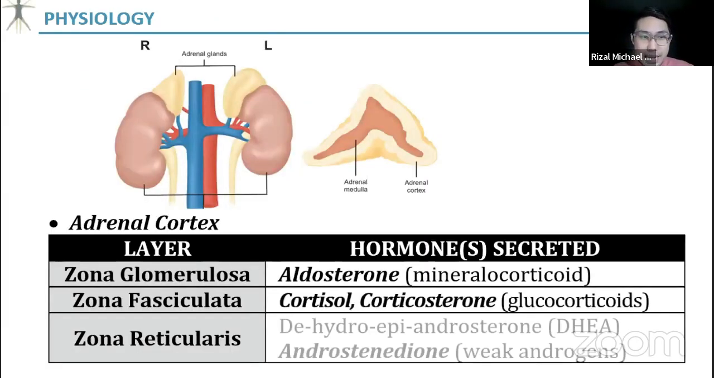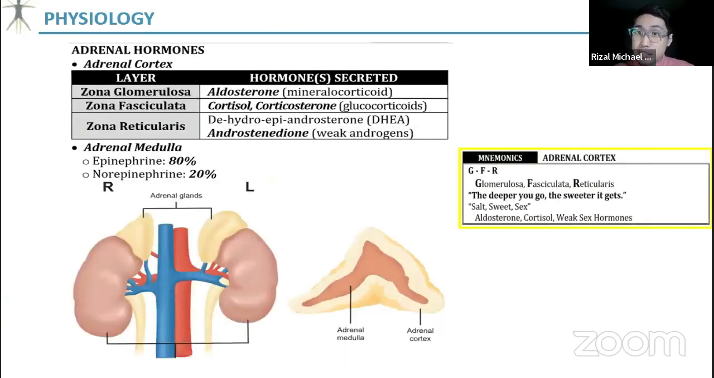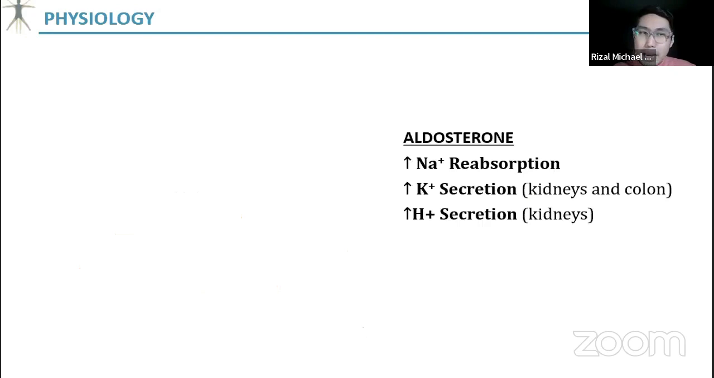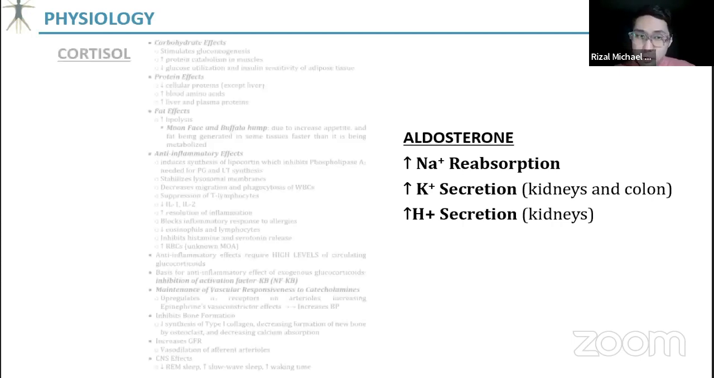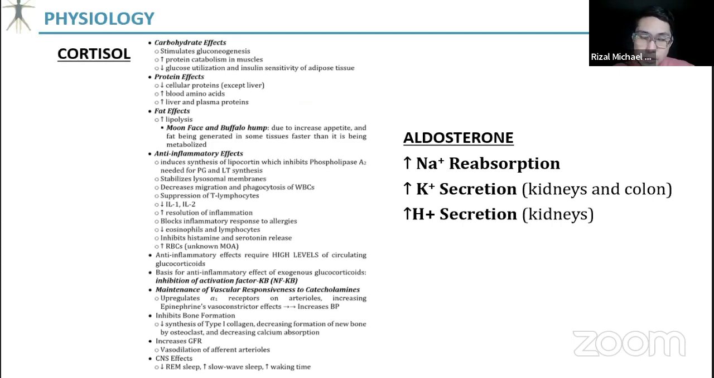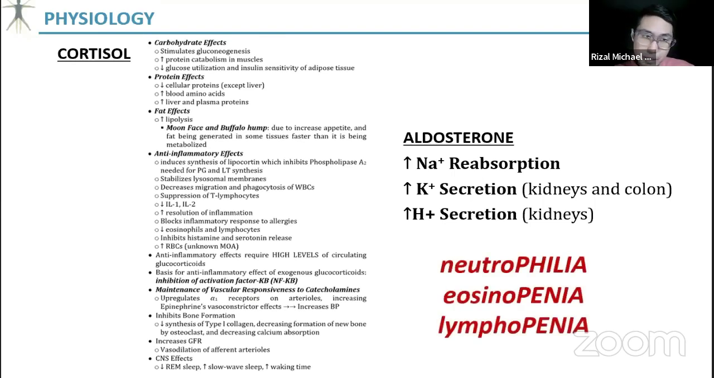And then adrenal gland, okay, actually yung GI kasi tsaka yung endo, very straightforward siya pagdating sa physio. So I am confident na you can all ace yung GI and endo part. And then everything else, you really have to put an extra effort, okay? So aldosterone, dito yung function niya, increased sodium reabsorption, increased potassium and hydrogen secretion as well. So take note that your cortisol, it leads to neutrophilia, eosinopenia, and lymphopenia. Okay?